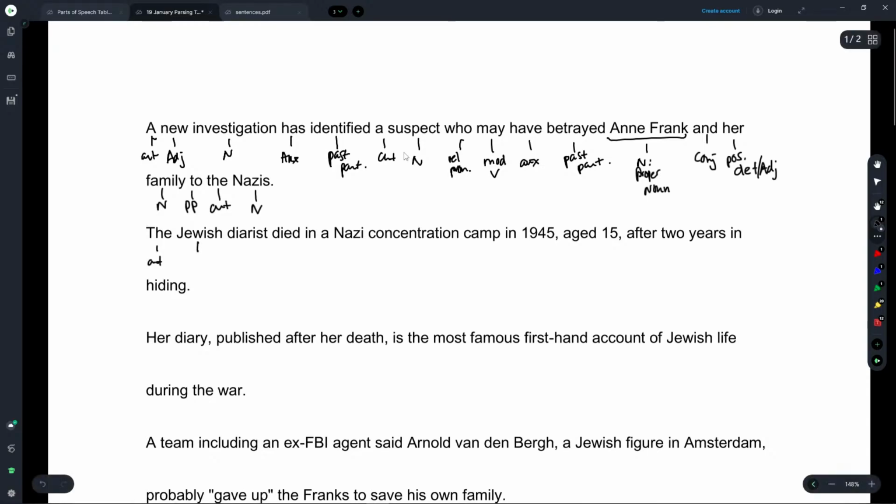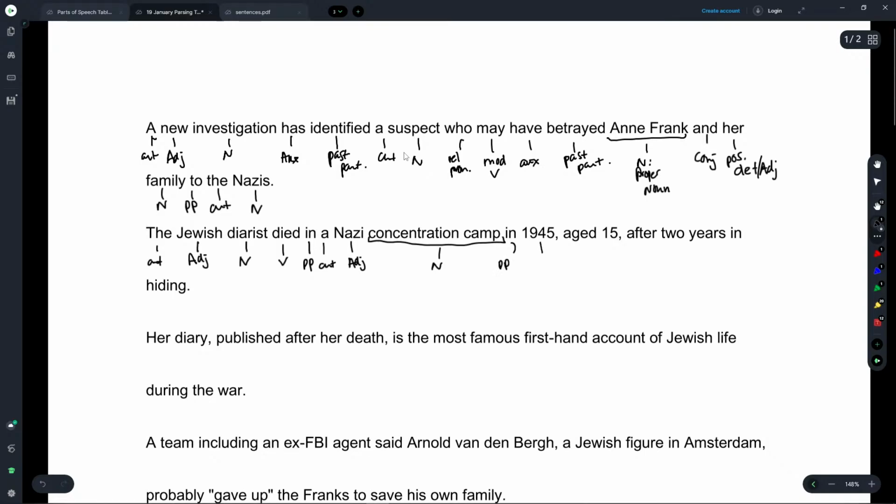The, Jewish, adjective, diarist, noun, died, verb, past simple. Why do we have past simple? That's a question for you. So think of that. Why do we have past simple here? In, preposition, a, article, Nazi. Could say noun. We're going to go for adjective because it modifies concentration camp. Same issue. We could say concentration is a specific type of camp, but we're going to put them as one chunk. So this is a noun.